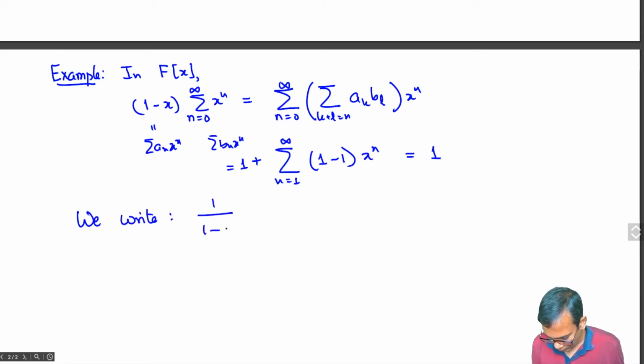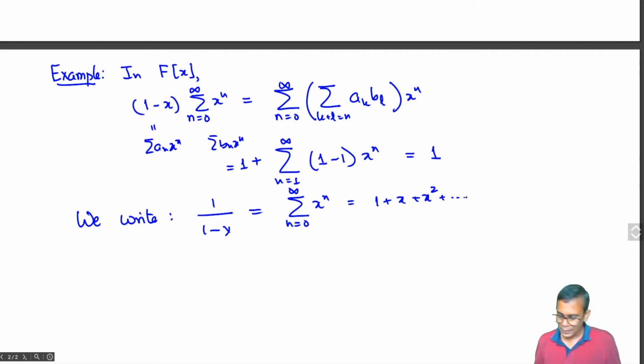So we write 1 over 1 minus x is summation n equals 0 to infinity x raised to n, or 1 plus x plus x squared, and so on. This is the familiar formula for an infinite geometric series, which is usually valid only if x is a complex number with absolute value less than 1. But in this case, it's a formal identity in the ring of formal power series, and this x is just a symbol.